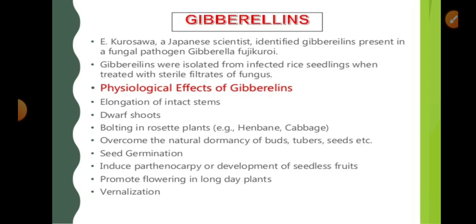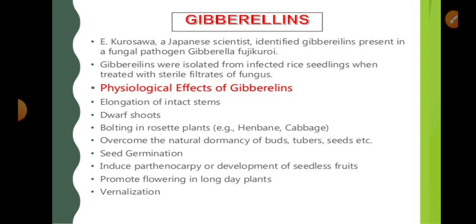The next plant growth regulator is gibberellins. A Japanese scientist identified gibberellins from the fungal pathogen called Gibberella fujikuroi. The gibberellins were isolated from infected rice seedlings when treated with a sterile filtrate of the fungus.